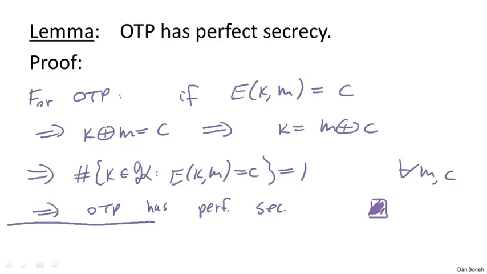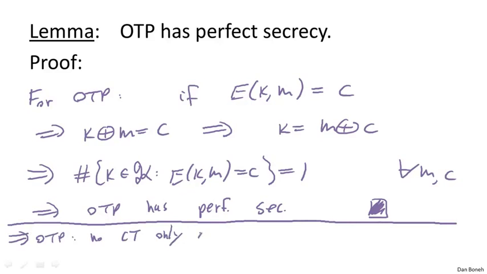Now, the funny thing is that even though this lemma is so simple to prove, it proves a pretty powerful statement. This basically says, for the one-time pad, there is no ciphertext-only attack. So unlike the substitution cipher or the Vigenère cipher or the rotor machines, all of which could be broken by ciphertext-only attack, we've just proved that for the one-time pad, that's simply impossible. Given the ciphertext, you simply learn nothing about the plaintext. However, as we'll see, this is not the end of the story.